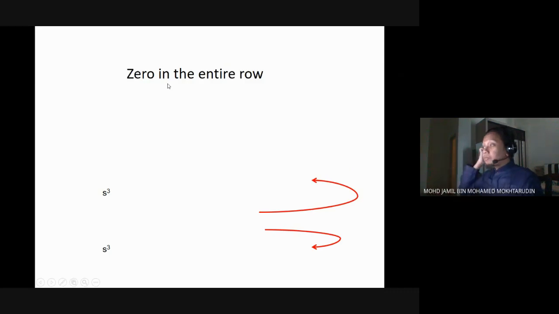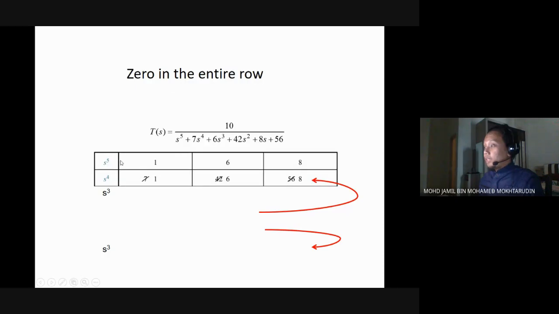So let's say you are given a different transfer function as shown here. Here it's s to the power 5 as the highest power of the denominator. So you start your row with s to the power 5, followed by s to the power 4, and you fill the boxes with the coefficients of the denominator alternatingly.